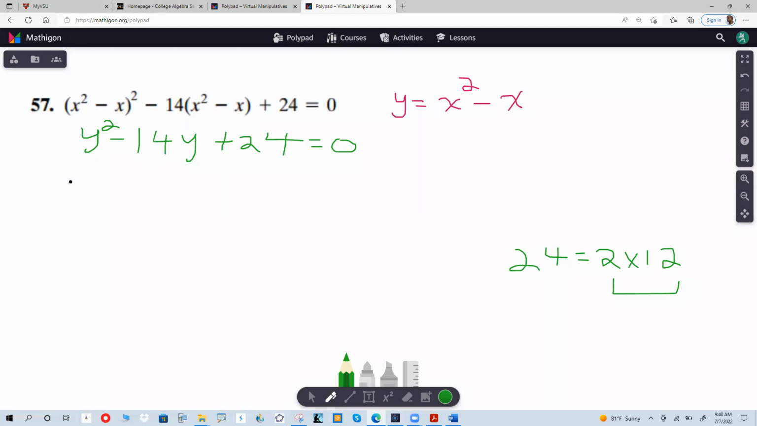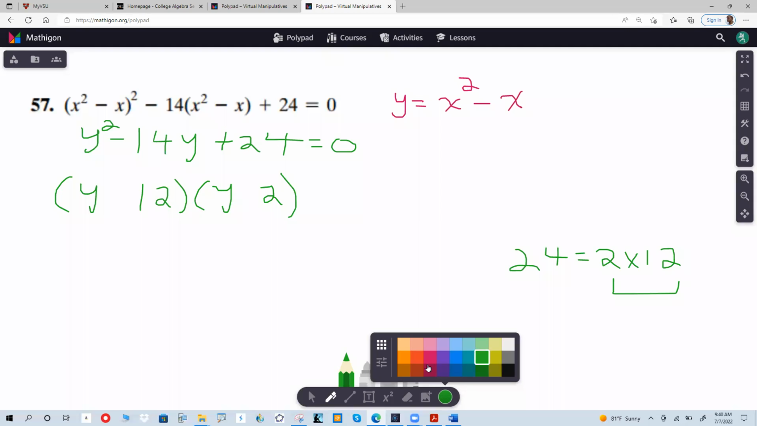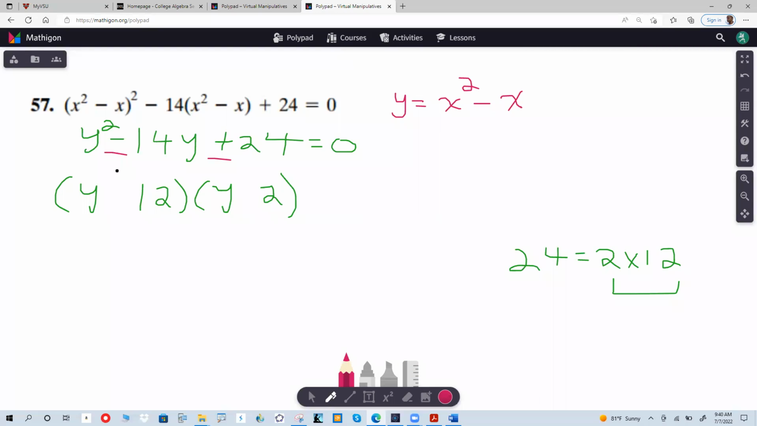So let's see. I'm going to write it as follows. I'm going to take my 12 and 2. I'm not going to worry about the sign yet. I'm going to just write 12. Now, should I put plus minus? This plus, okay, I'm going to use a different color. This plus tells me the signs have to be the same. And this minus tells me if you're going to put 2 minus, you're going to get minus 14. If you're going to put 2 plus, you're going to get plus 14. You don't want plus 14y, you want minus 14y. So I'm going to go with minus. So I'm done with the first part. Now, if you don't mind, I'm going to erase this.